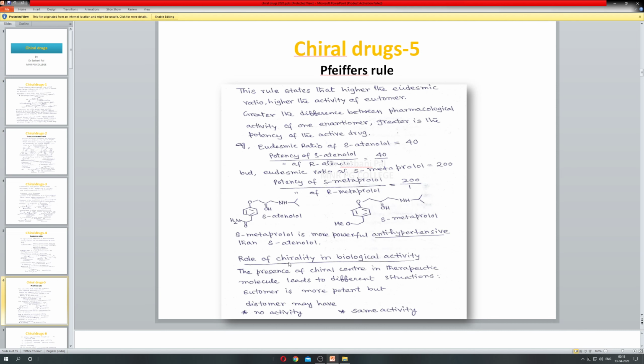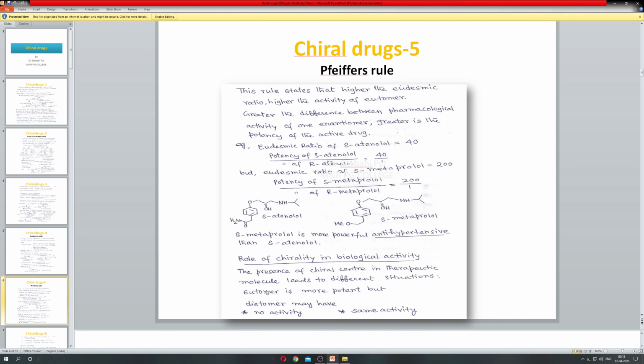Now let us consider the role of chirality in biological activity. Now which one is more active? That is called the eutomer. The chiral drug which is more active will be considered the eutomer. So that will be used as medicine according to the FDA.